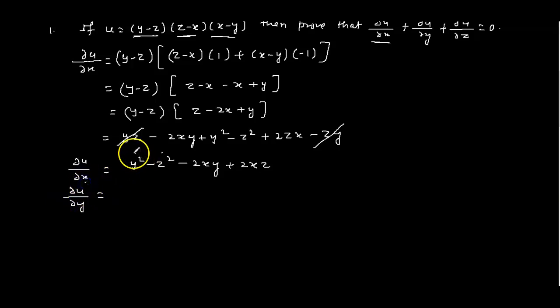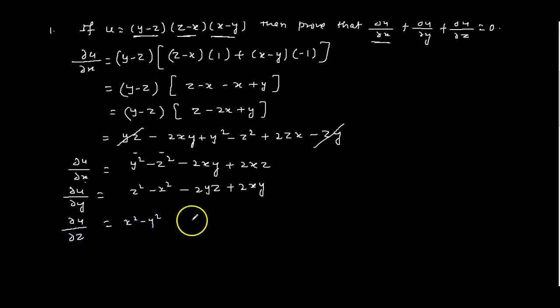When x is there, these two terms are apart from x, meaning y and z. And here we are getting x with y and plus x with z. So similarly ∂u/∂y I can write. Here y should not come. So z² minus x² minus 2yz plus 2xy. If you want, you can check it by doing this. So ∂u/∂z, similarly we can write here: x² minus y² minus 2zx plus 2zy.